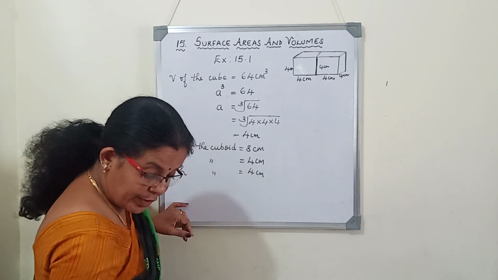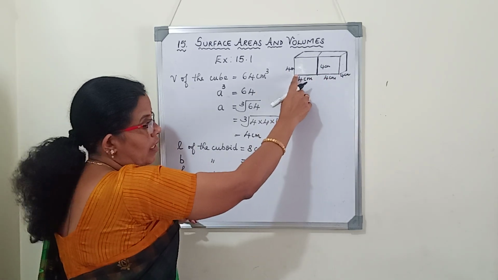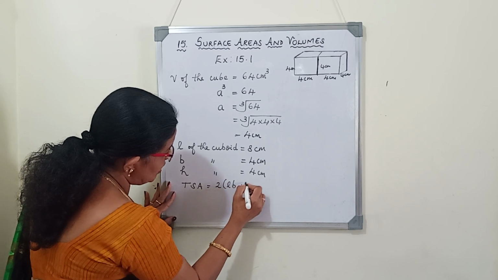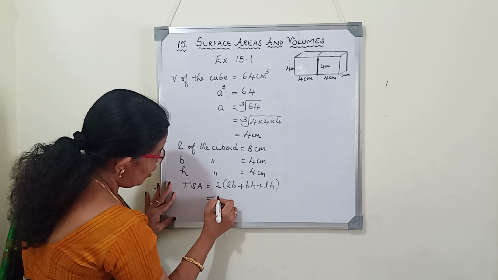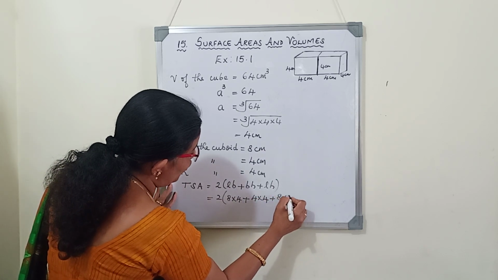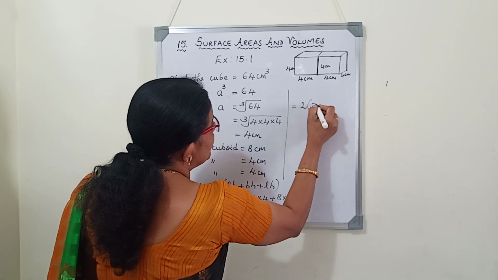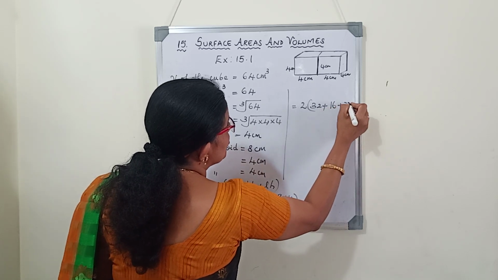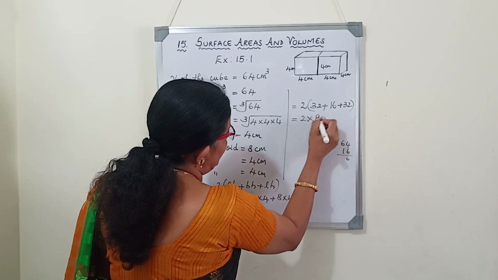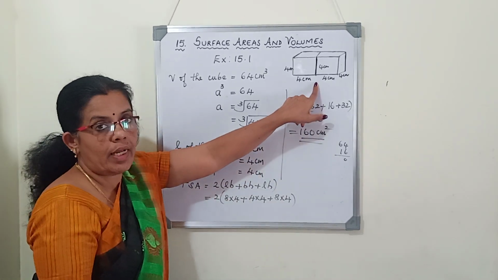We want to find the surface area of the resulting cuboid, so we want to find the total surface area. If it is curved surface area, they will say CSA. Total surface area of a cuboid is 2 into LB plus BH plus LH. Remember all the formulas. 2 into 8 into 4 plus 4 into 4 plus 8 into 4, is equal to 2 into 32 plus 16 plus 32. We will add all these: 32 plus 32, 64, plus 16, you will get 80. 2 into 80 is equal to 160 centimeter square, the surface area of the resulting cuboid.